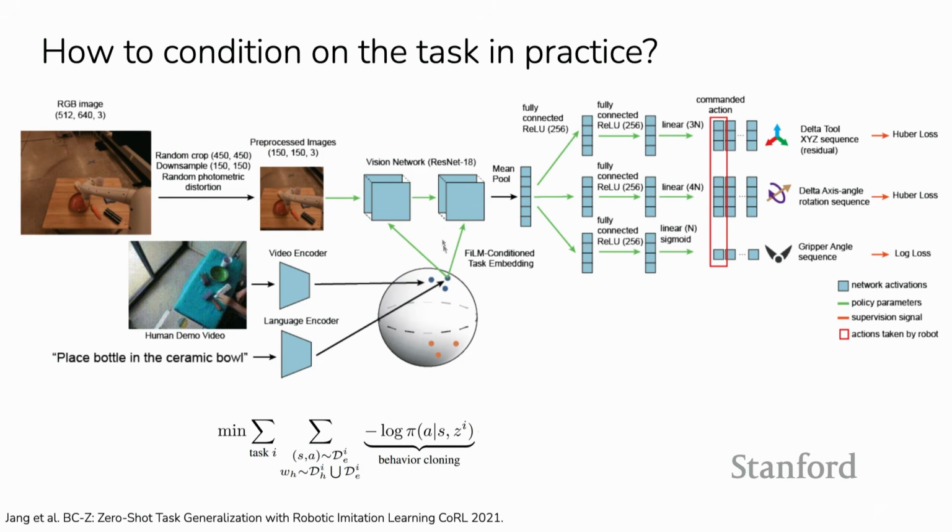And then the loss function corresponds to a behavior cloning loss. And it either samples the task descriptor from the video encoder or from the language encoder. And then the whole model, including these encoders, is trained using the behavior cloning loss. So this is kind of one practical example.